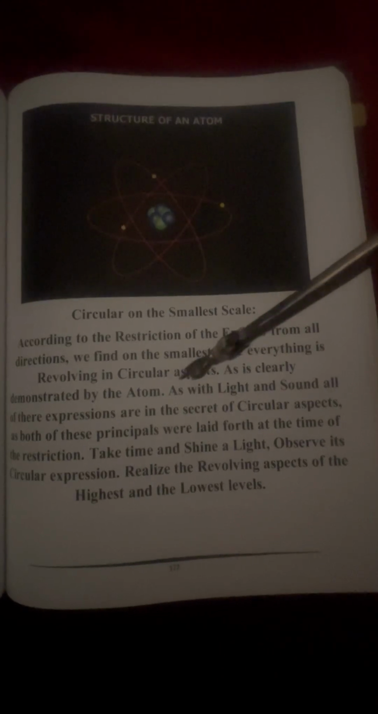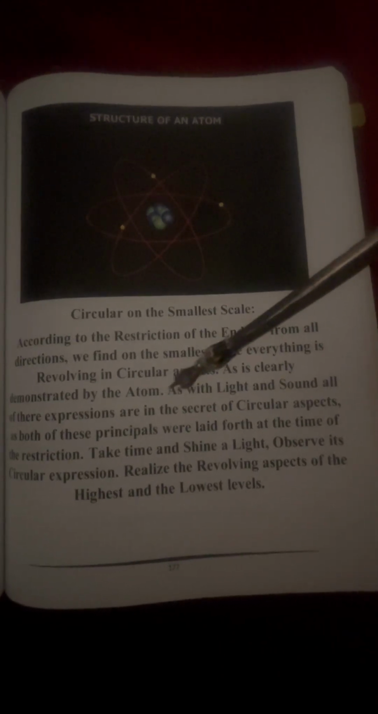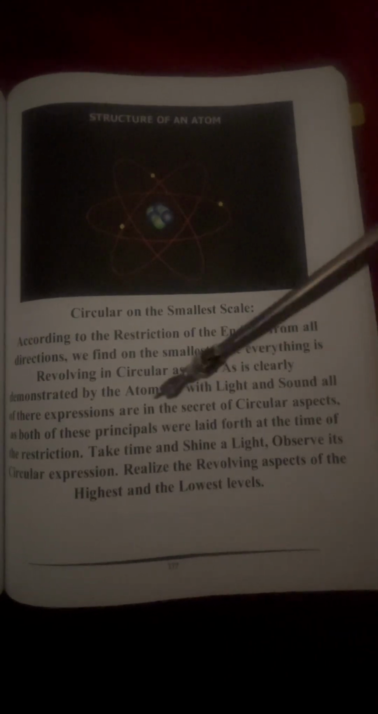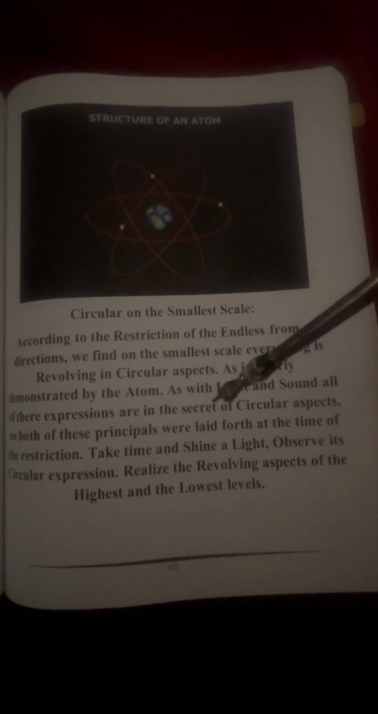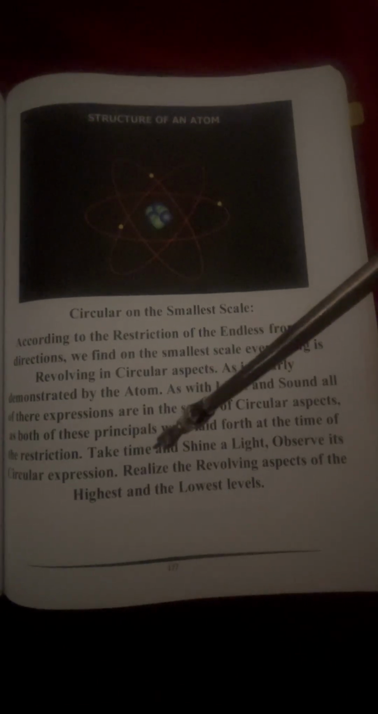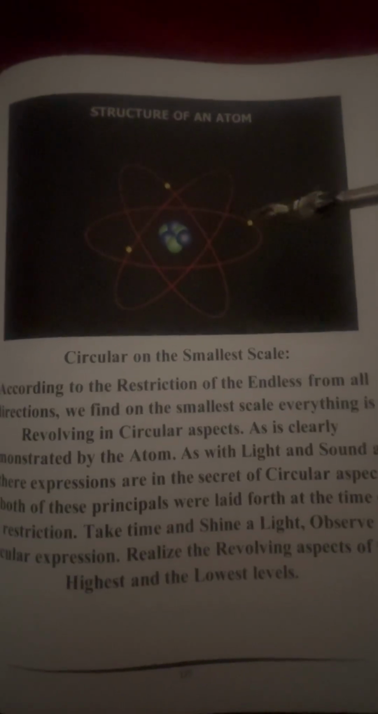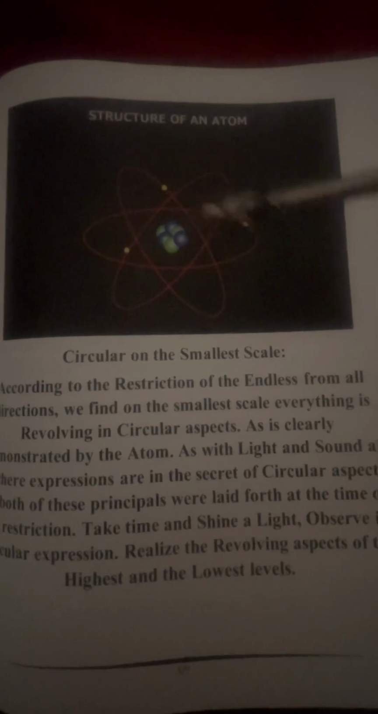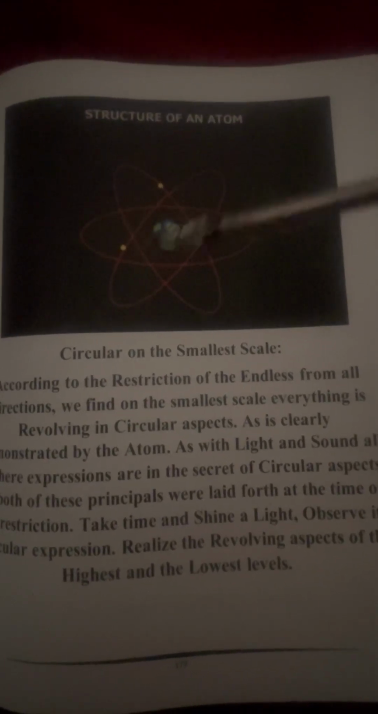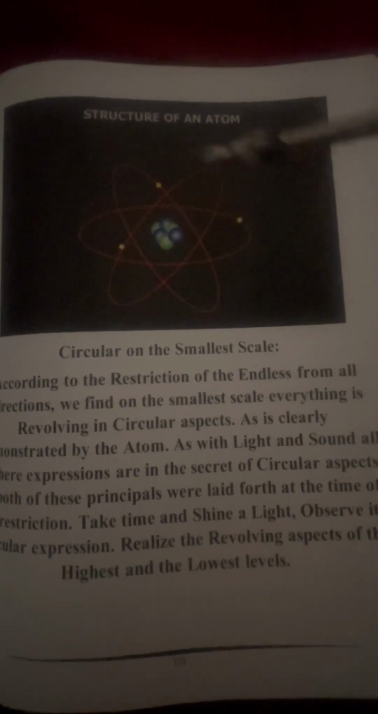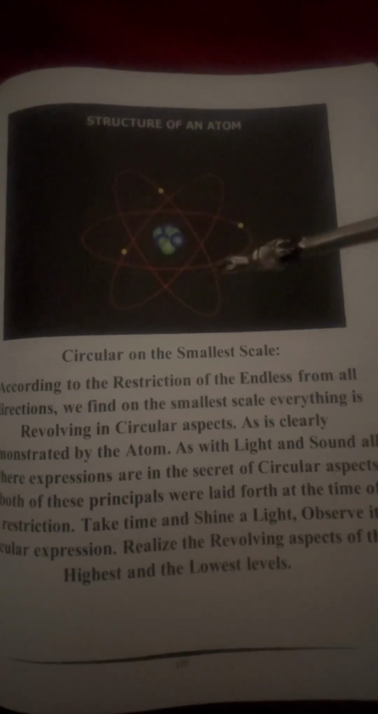As with light and sound, all of their expressions are in the secret of circular aspects, as both of these principles were laid forth at the time of the restriction. Take time and shine a light. Observe its circular expression. Realize the revolving aspects of the highest and lowest levels. Thus we see at the smallest scale, electrons are revolving around protons and neutrons separated by space, but everything is in the secret of circular aspects.